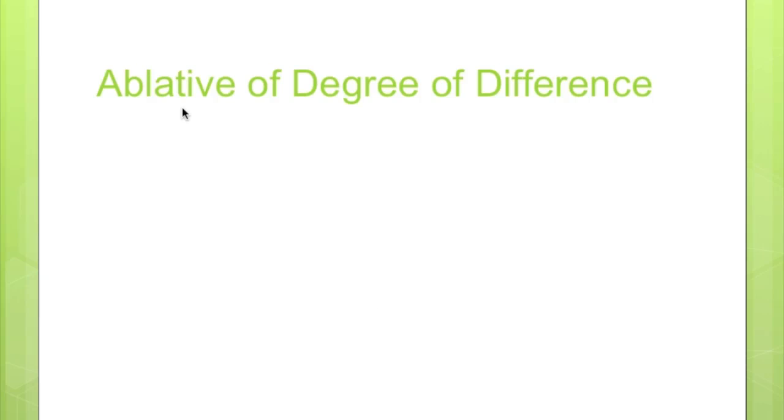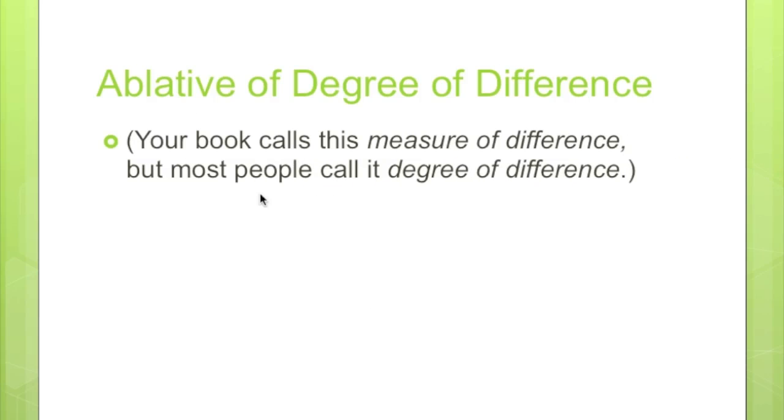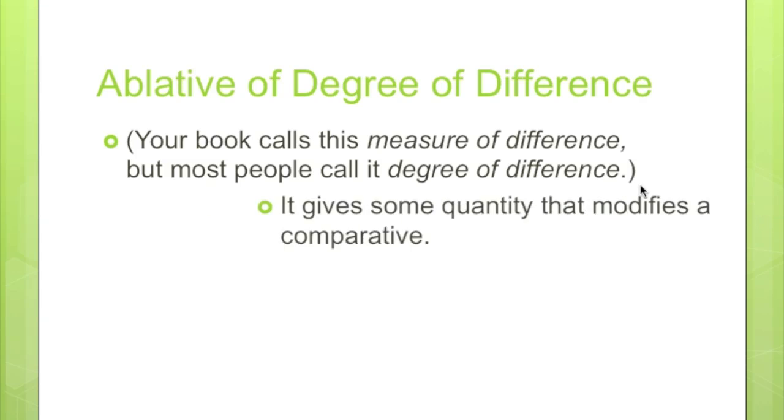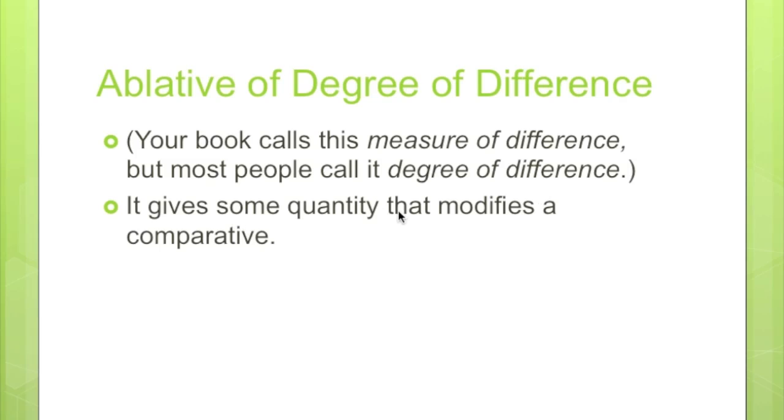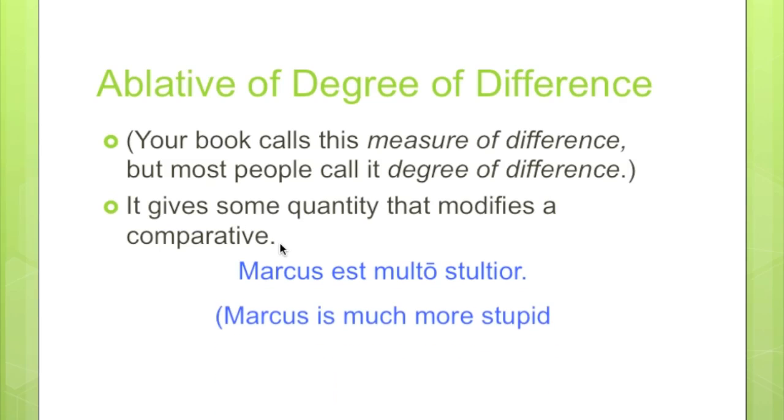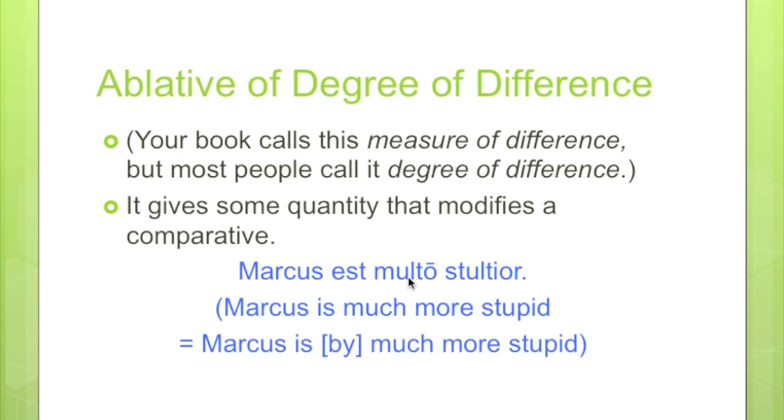Now let's talk about the ablative of degree of difference. Your book, again, calls this measure of difference, but most people call it degree of difference, and that's what I'm going to be calling it. It gives some quantity that modifies a comparative. Here's an example. Marcus est multo stultior. Marcus is stupider by much. Okay, this really means Marcus is much stupider.